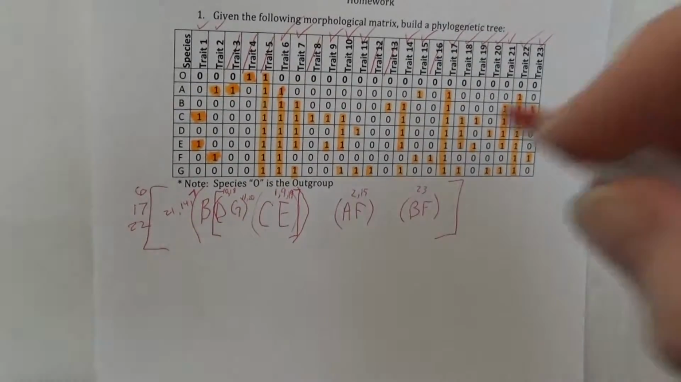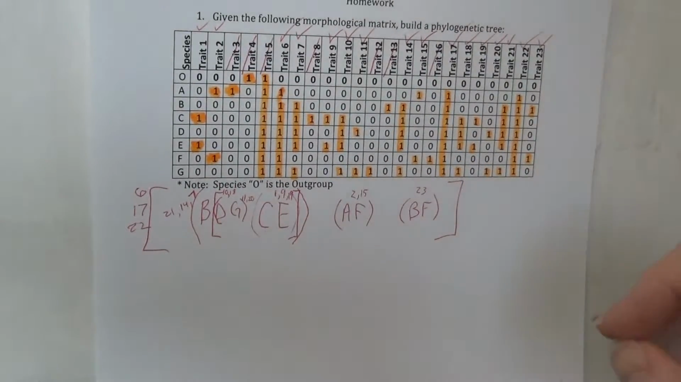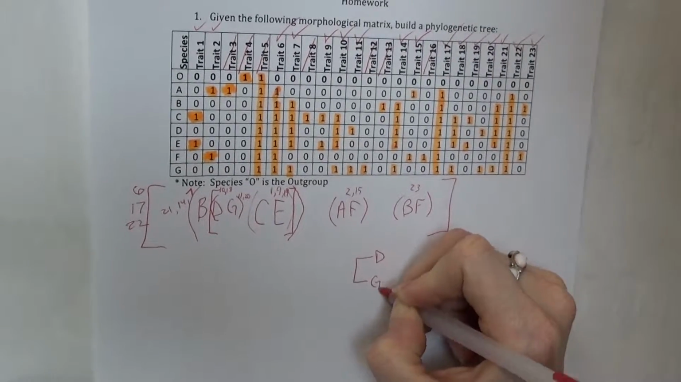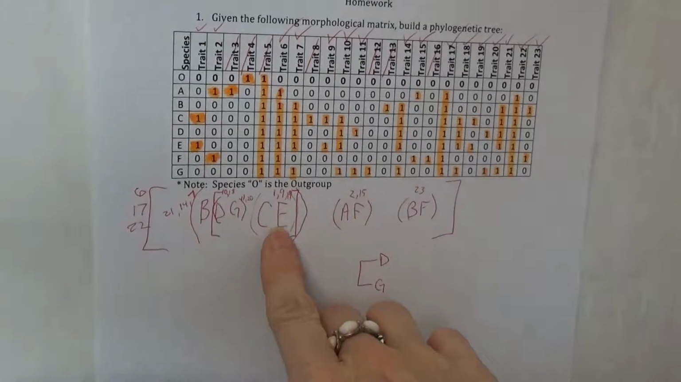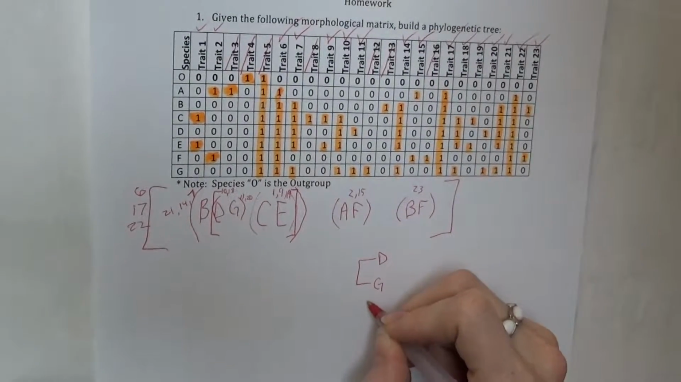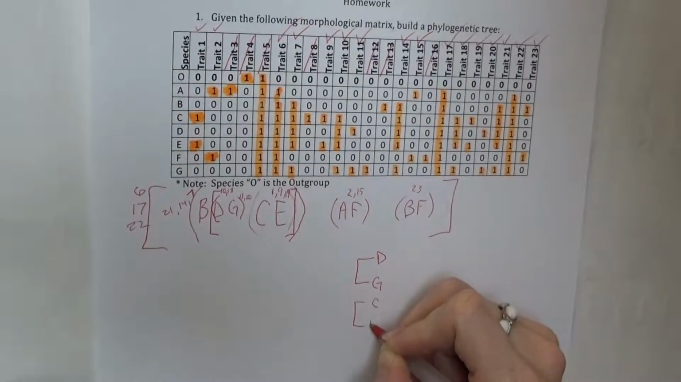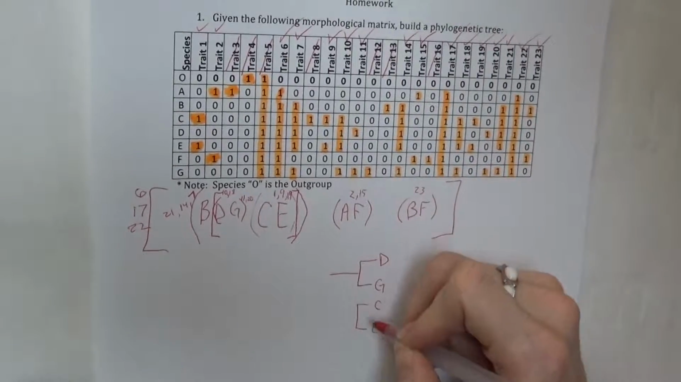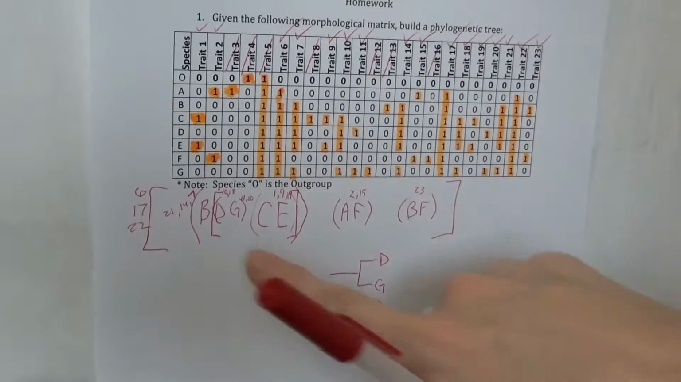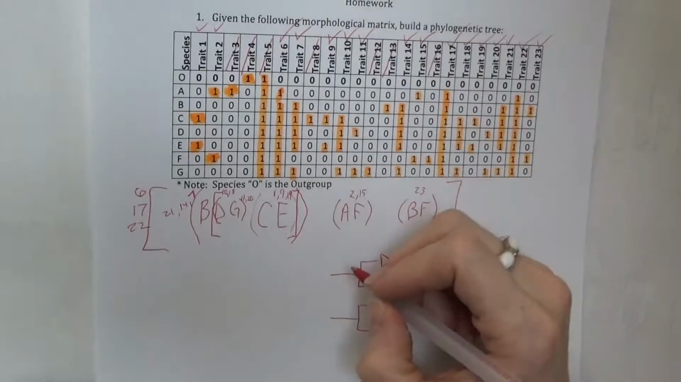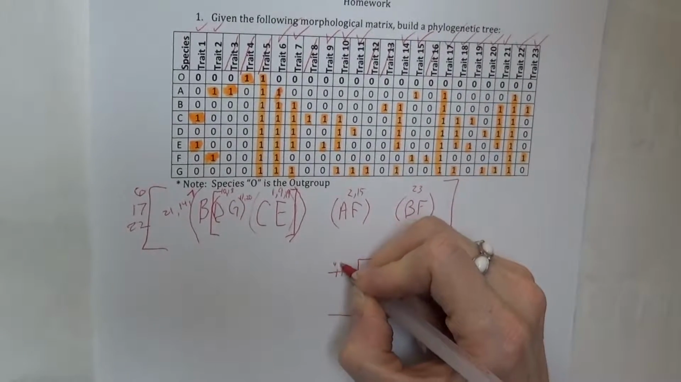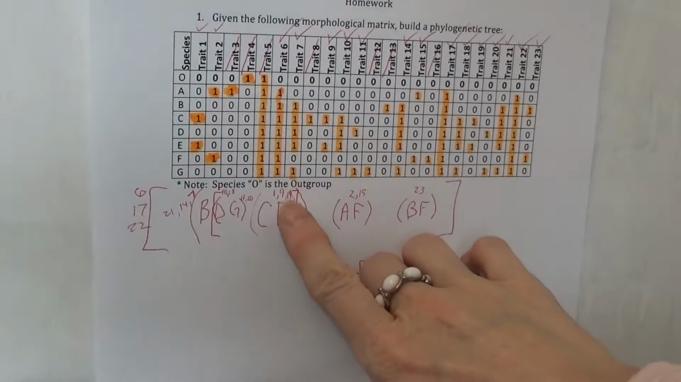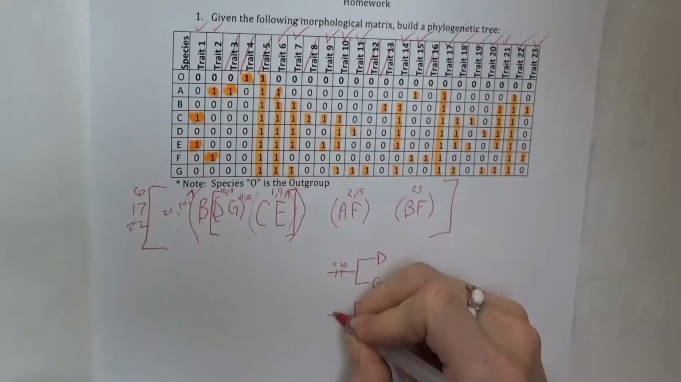Okay, so we know that D and G are together as a clade. And we know that C and E are together as a clade. I'm going to make a little thing out here. So what trait said that D and G are together? That was 11 and 20. Right? What trait said that C and E were together? 1, 9, and 19.